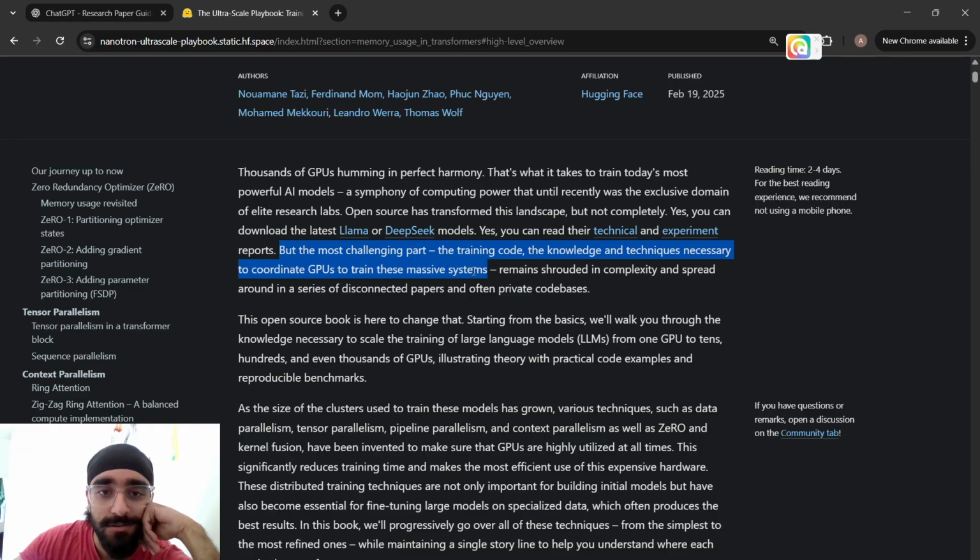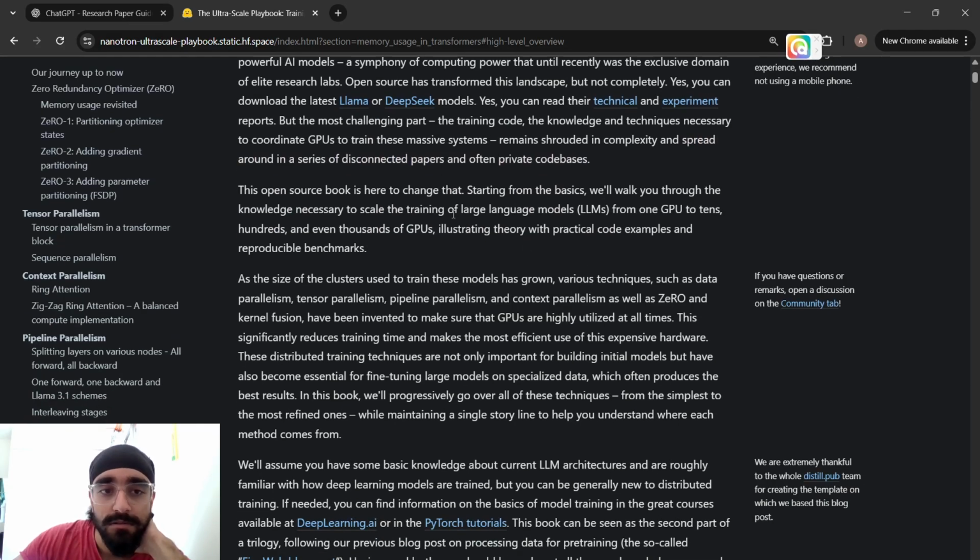Yeah. So before this blog, I don't think there were any good resources at just one place which would give you all the information of how the distributed large-scale training of the huge LLMs took place. It remained spread across a series of disconnected papers and private code. So I'll walk through the knowledge necessary to scale the training.